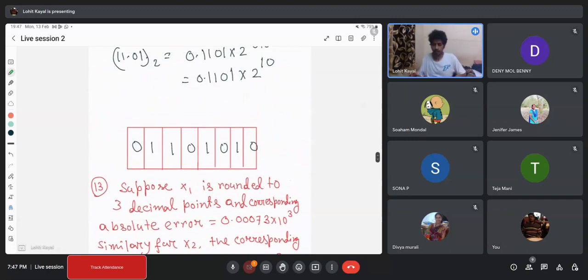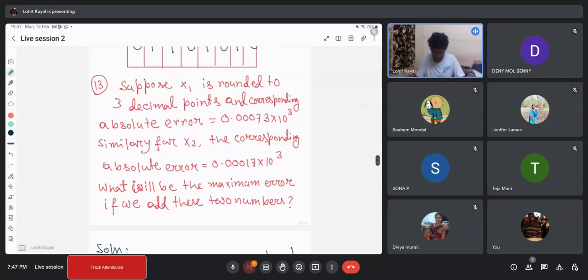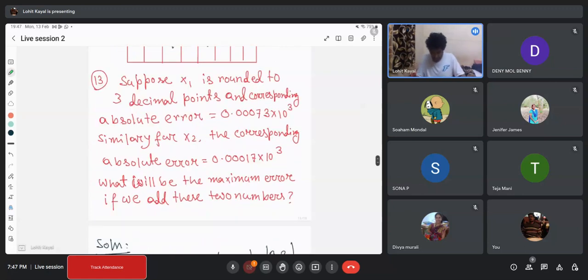Okay. Now let's go to the error part, the chopping error. So first one is the example of an absolute error. Suppose x1 is rounded to 3 decimal points and the corresponding absolute error is 0.0073 into 10 cube. Similarly, for another number x2, the corresponding absolute error is 0.0017 into 10 cube. Now, what will be the maximum error if we add these two numbers?